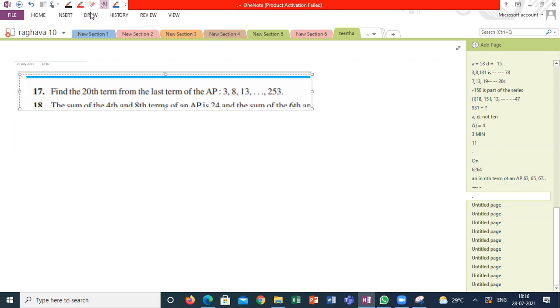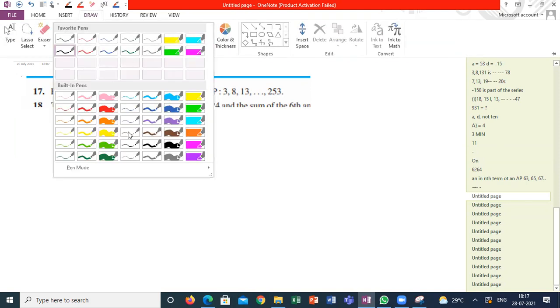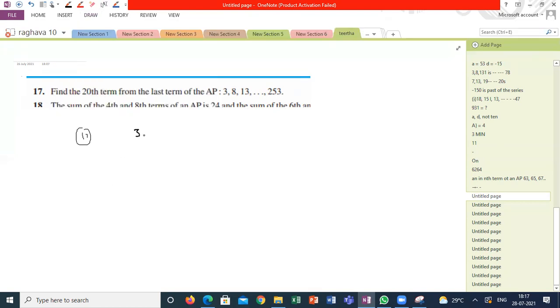How to solve this question, guys? He's asking for the 20th term from the last. There are two methods to solve this question. The series is 3, 8, 13, and so on, up to 253. This is the first, second, third term, and so on. This is some AN. He's asking for the 20th from the last.